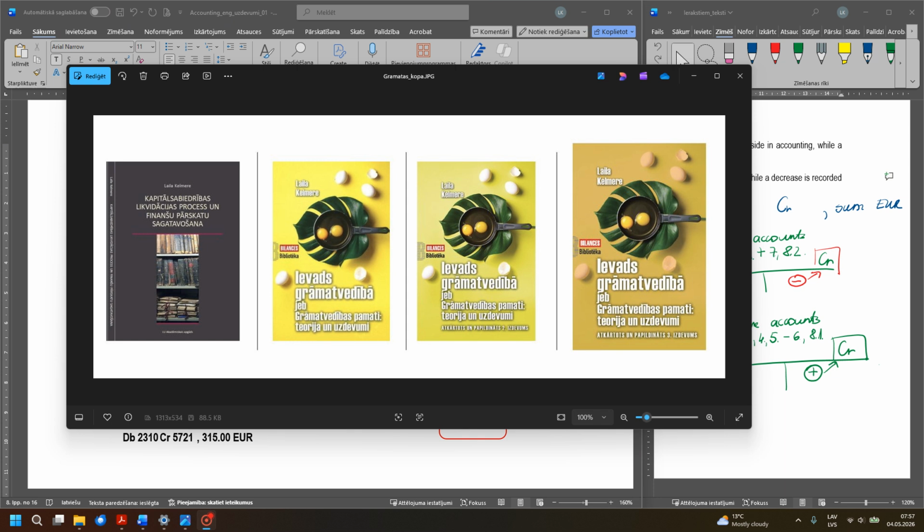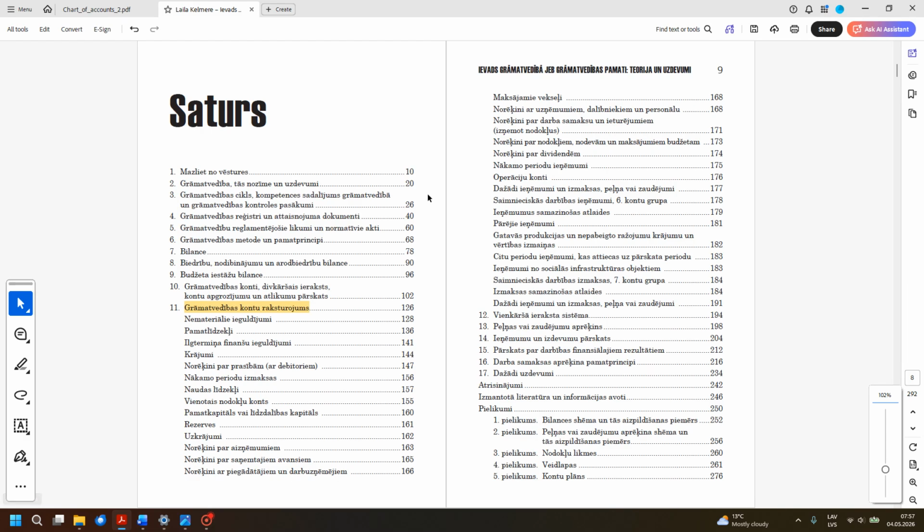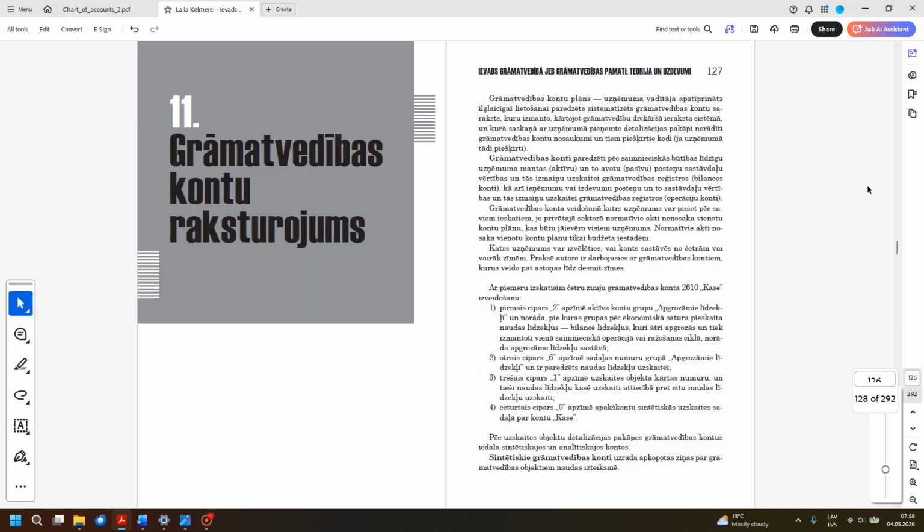Sometimes I get questions about where to get more information, what we put in the current account, what we put in this account. So you can take these books, which are in my native language, of course, but you can put them in a translator and get more information. I will just show you some samples.